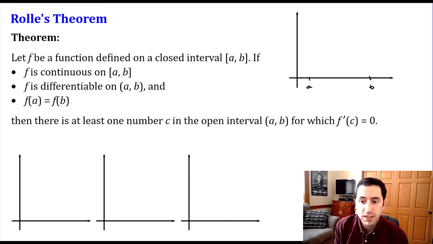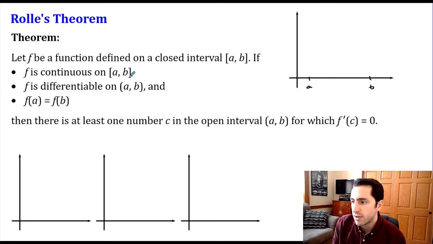The second part says f is differentiable on the open interval from a to b. The function isn't going to be differentiable at the endpoints, but we want to make sure that everything in between is. So our function is not going to have any sharp corners. It's not going to have any cusps or anything like that. In the last part, f of a is going to equal f of b. This means that the two endpoints have the same y value.